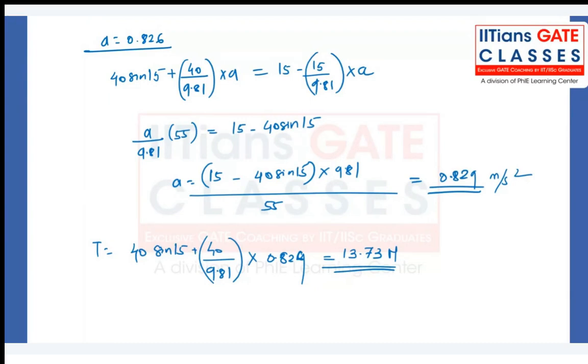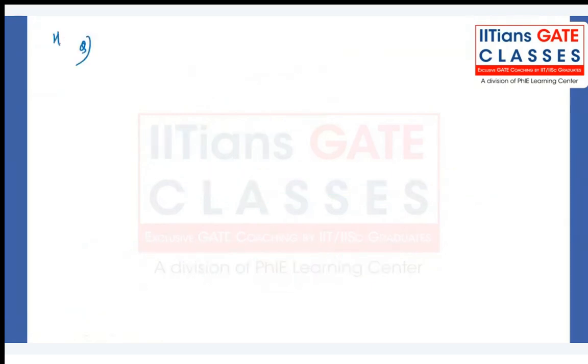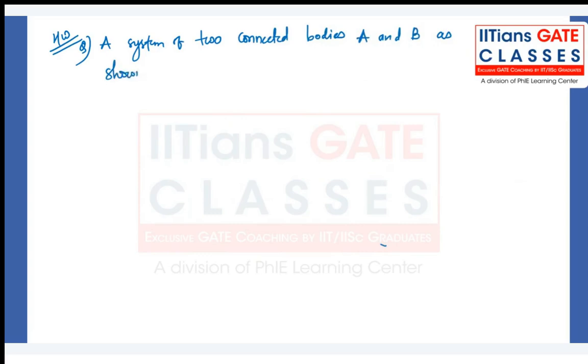Okay, I'll give you one question for homework. You try it. It's a bit lengthy question on a similar approach. You can try it later at home. A system of two connected bodies, A and B, as shown in the figure, is released from rest. Determine first the tension in the string.